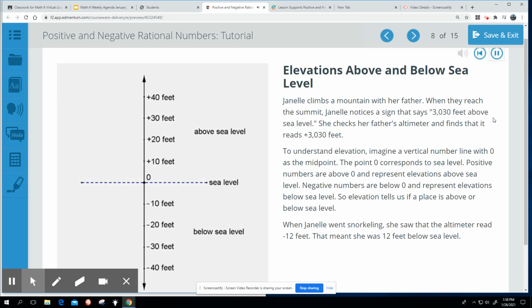When Janelle went snorkeling, she saw that the altimeter read -12 feet. That meant she was 12 feet below sea level.